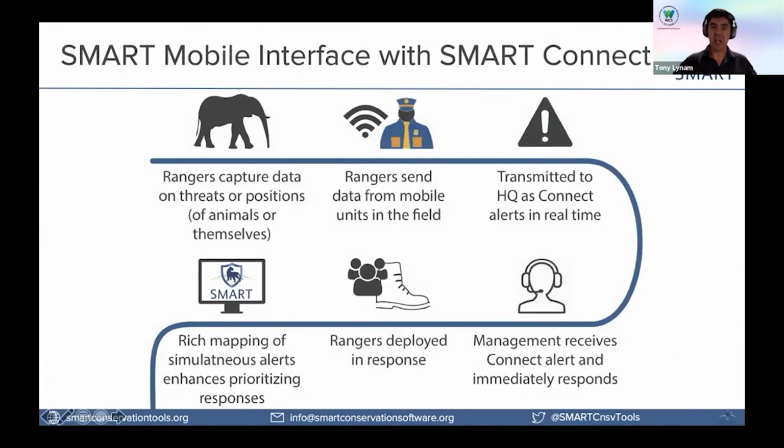Another thing is that Smart Mobile can be interfaced with what we call Smart Connect, so that you can be sending your observations and information on where the patrol is going directly to the database across a 3G or 4G network. So if you have connectivity at the site, then you can also be uploading data in real time.